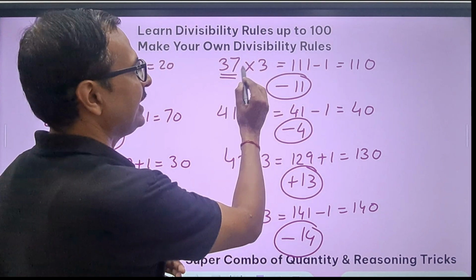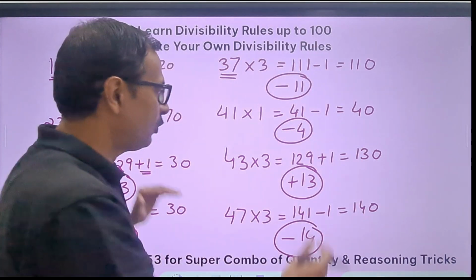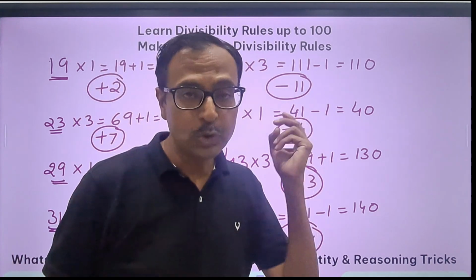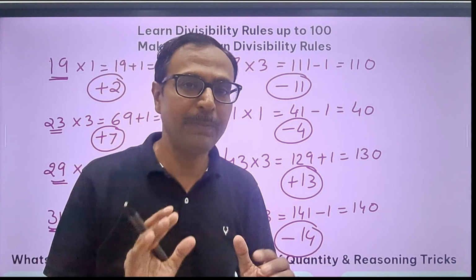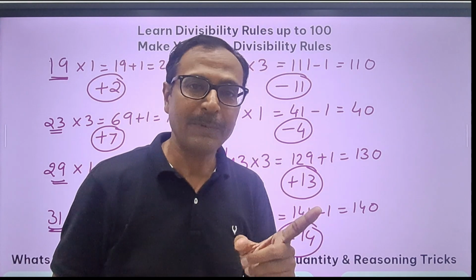See, 1 ending in 1, but it can end with 9 also. So you will have one more oscillator. For every prime number, you will have 2 oscillators and 2 divisibility rules. That's why I told you in the beginning of the video that you will be able to frame your own rules, 2 different rules for every prime number.